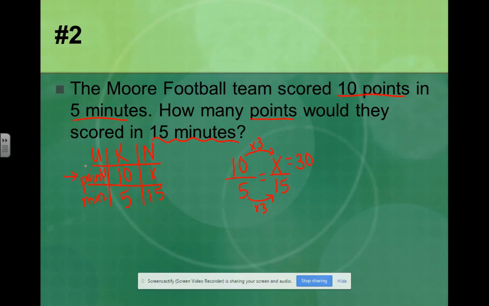And we're going to refer back to what the question is asking. What is our X? What row is it on? We're talking about 30 points. So we would expect in 15 minutes for the team to score 30 points. Again, that's if this was a proportional relationship. And in this problem, that's what we're assuming. It would need to really say at the same rate. How many points would the team score in 15 minutes?